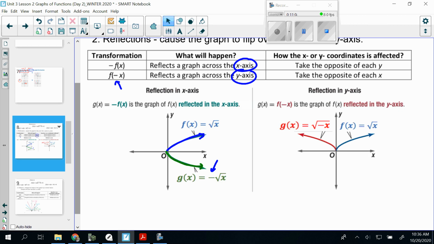Here's an example of one where the negative is inside the function. So we've got our square root function again. If the negative's now inside, that's inside, horizontally, so it's going to flip it over this y-axis here and be off to the left there in red.